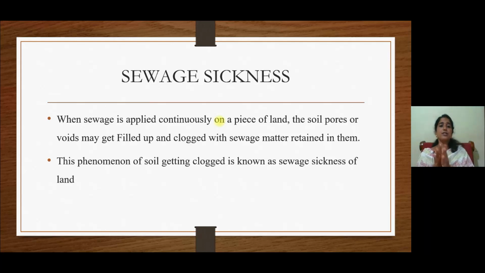Next is sewage sickness. When sewage is applied continuously on a piece of land, the soil pores get clogged. This will affect the infiltration of water into the groundwater strata or groundwater table, and it will also affect the absorption of wastewater into the soil, and this will create a nuisance to that land area and the surrounding environment. This effect is known as sewage sickness.